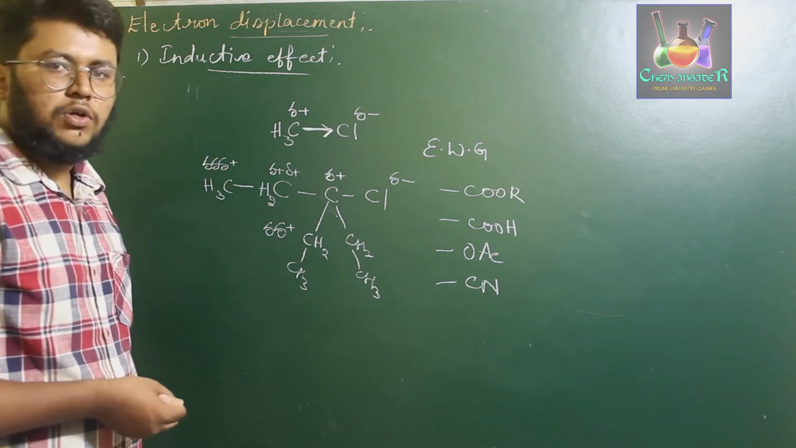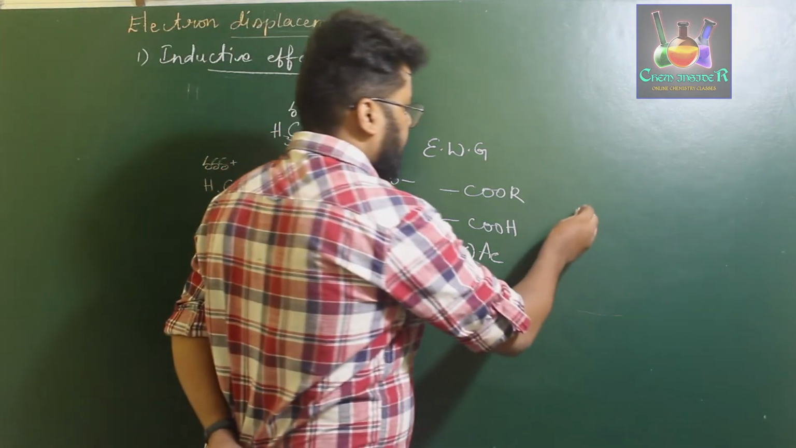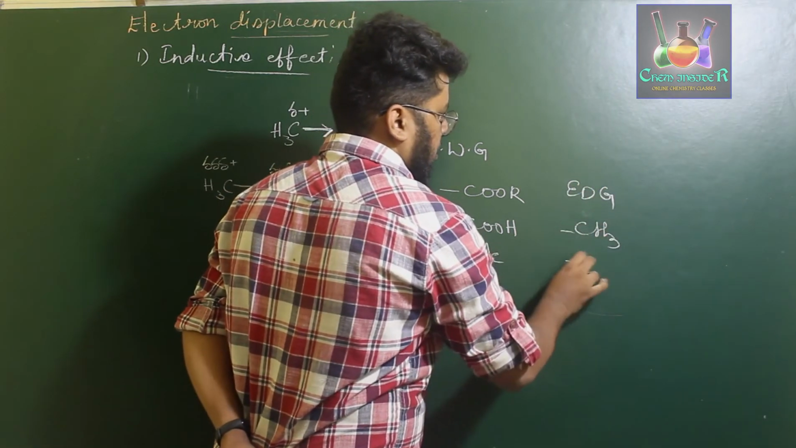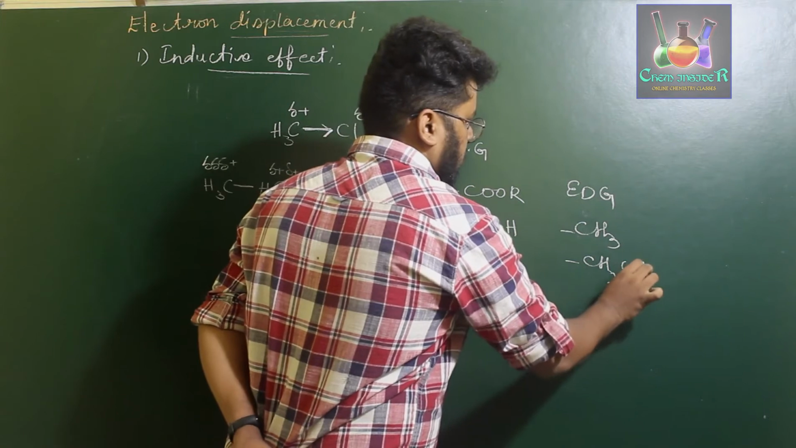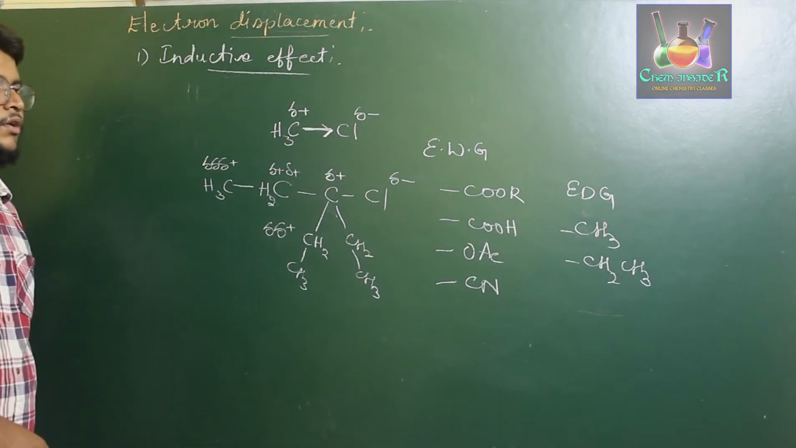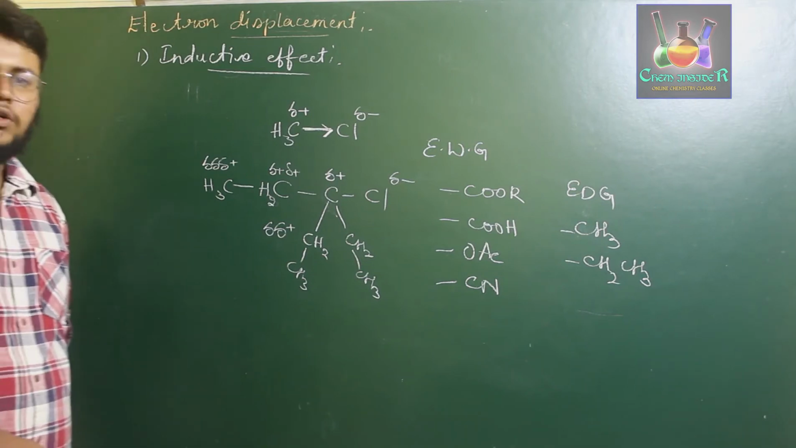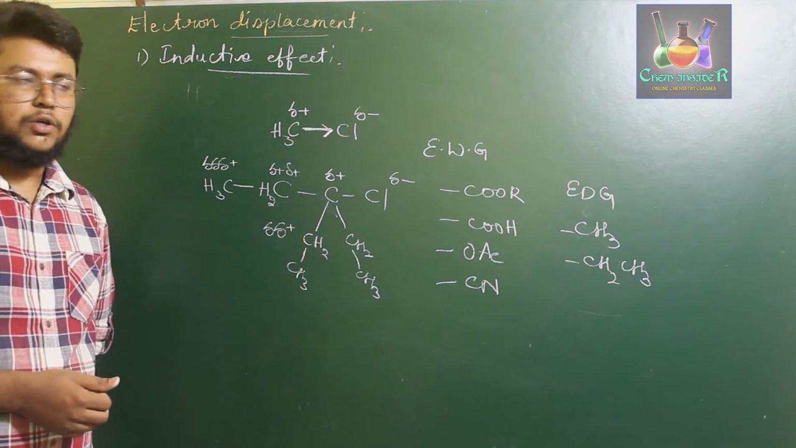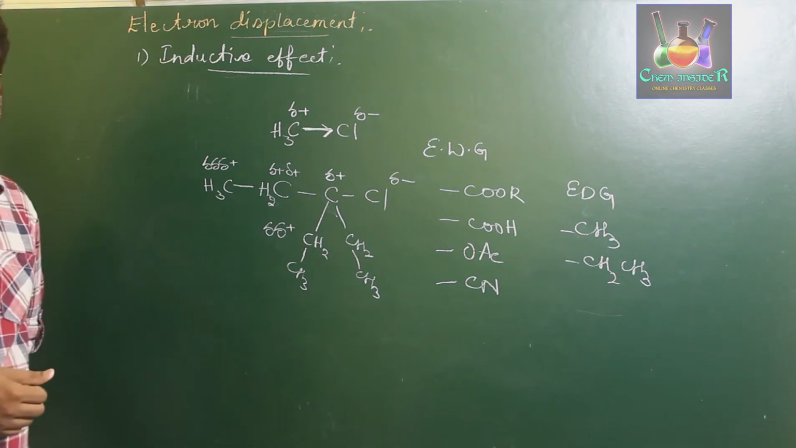And for the electron donating groups, we can take methyl groups, CH3, CH2CH3, okay. So these are different examples of electron withdrawing groups and electron donating groups. So this is about the inductive effect.